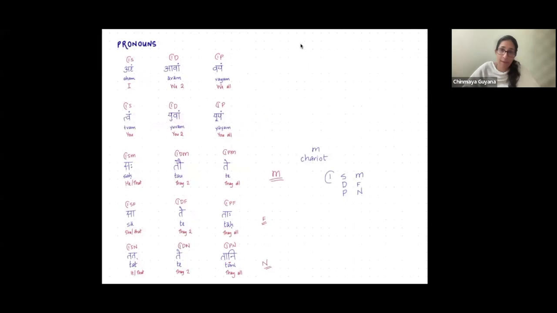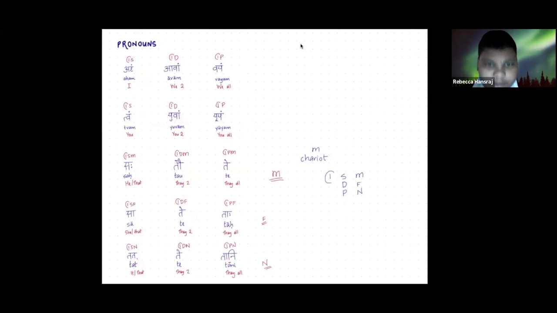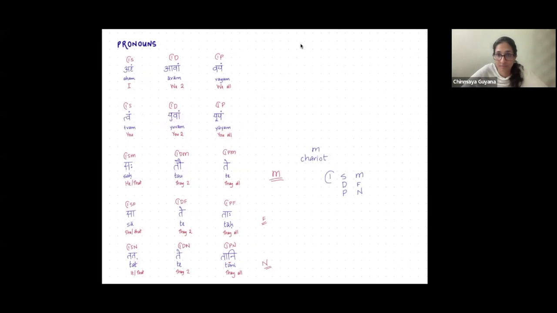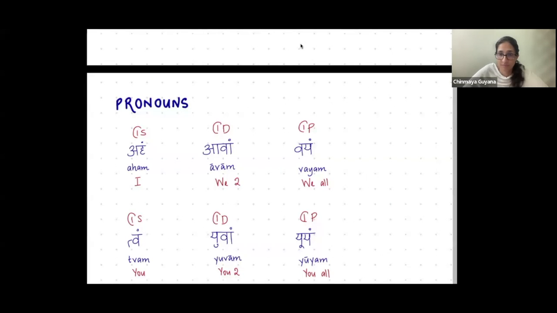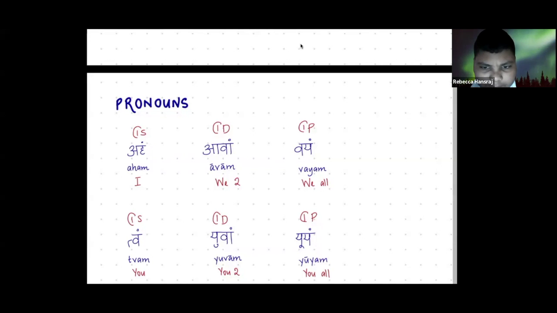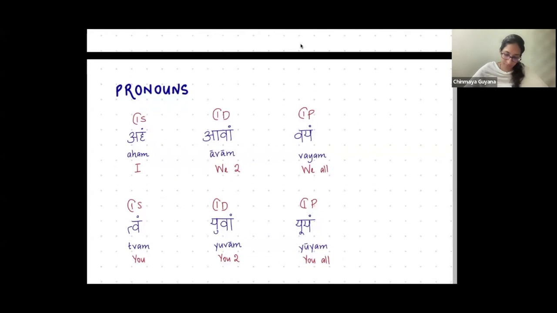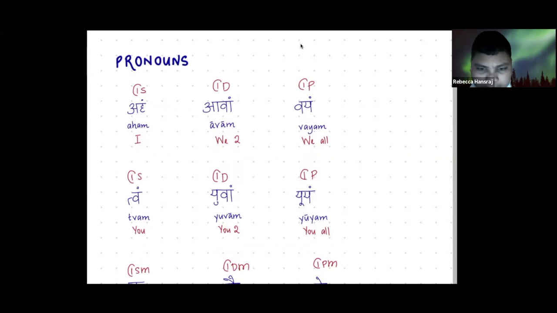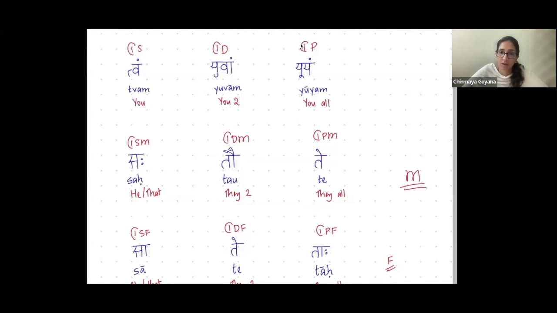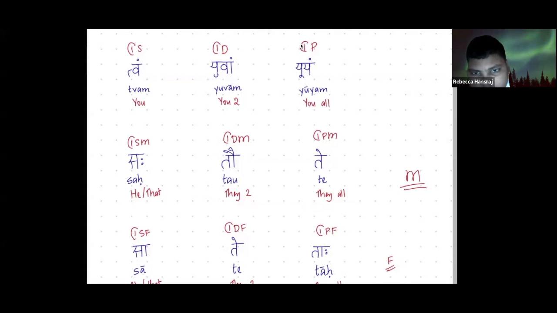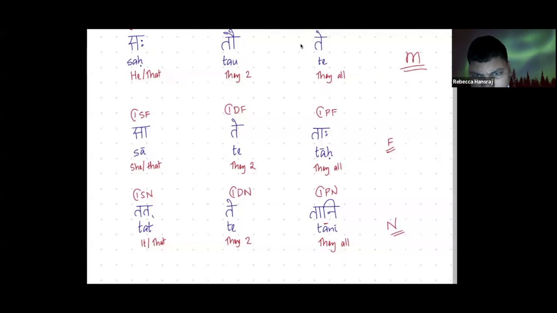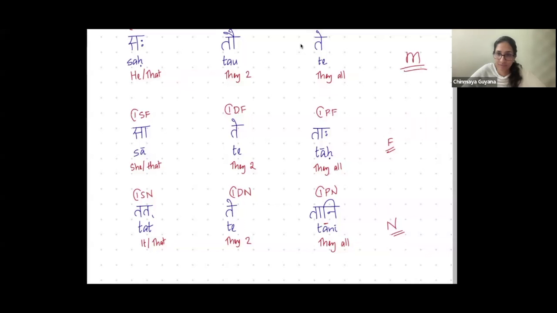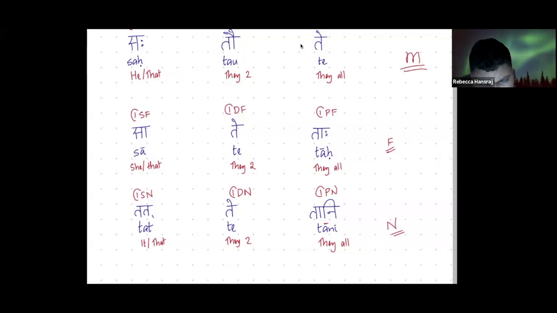Aham, avam, vayam. Tvam, yuvam, yuyam. Saha, tau, te. Sa, te, ti, taha. Tat, te, ti, tani.